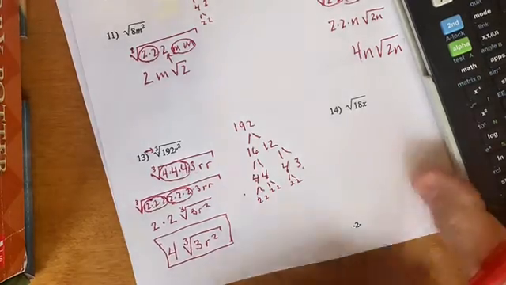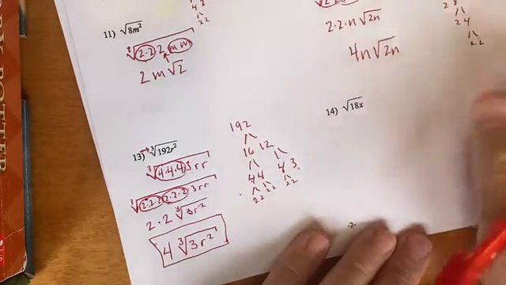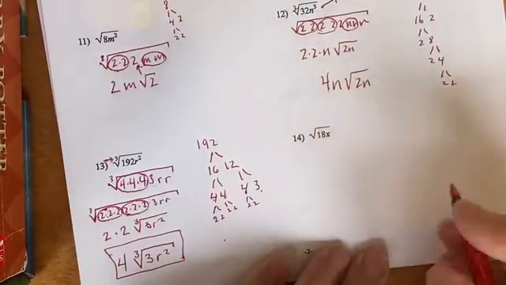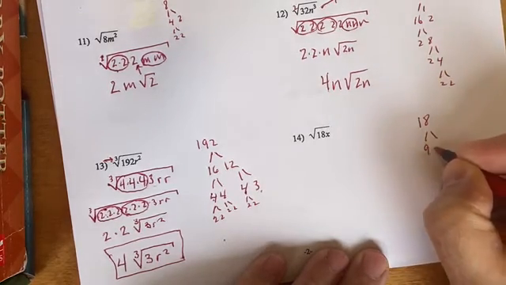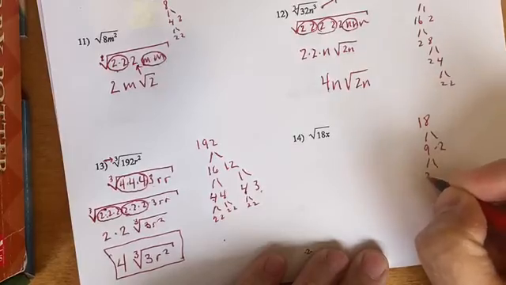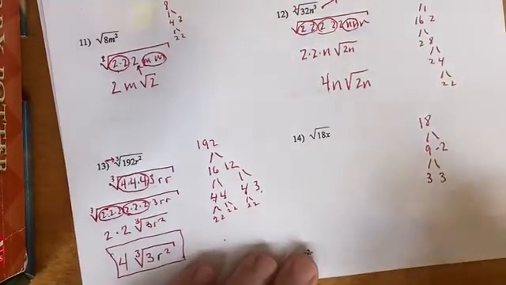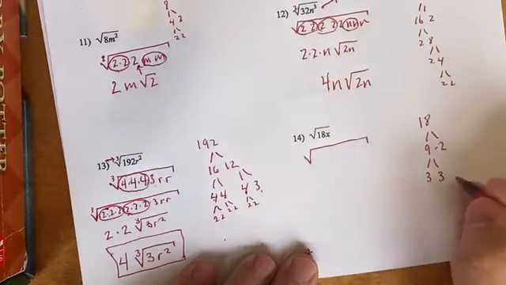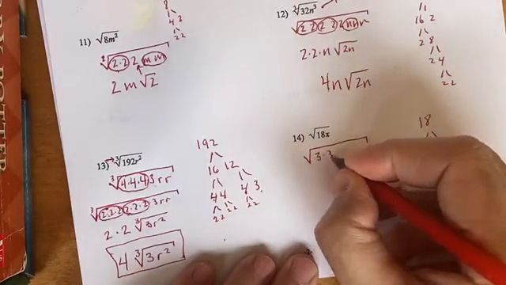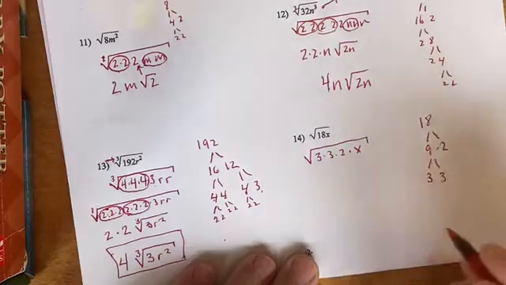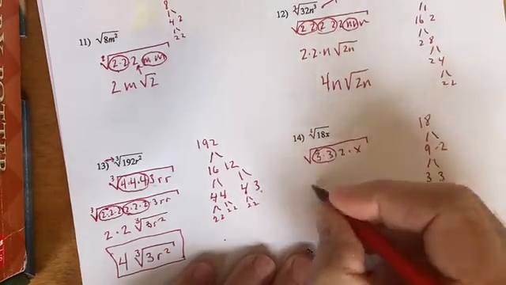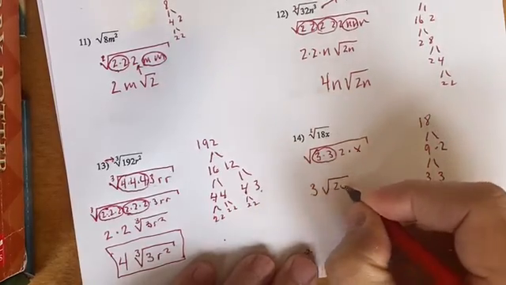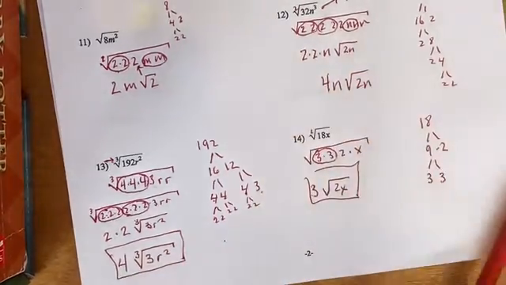Okay, hopefully this is making sense. And maybe I didn't explain it well with the directions, but when we go over these, hopefully it's helping you understand it. 18 is 9 times 2, and 9 is 3 times 3. So if we stretch this out, it's 3 times 3 times 2 times x. And since it's a second root, you only need 2 to take 1 out. There's the last answer. Hopefully that made sense.